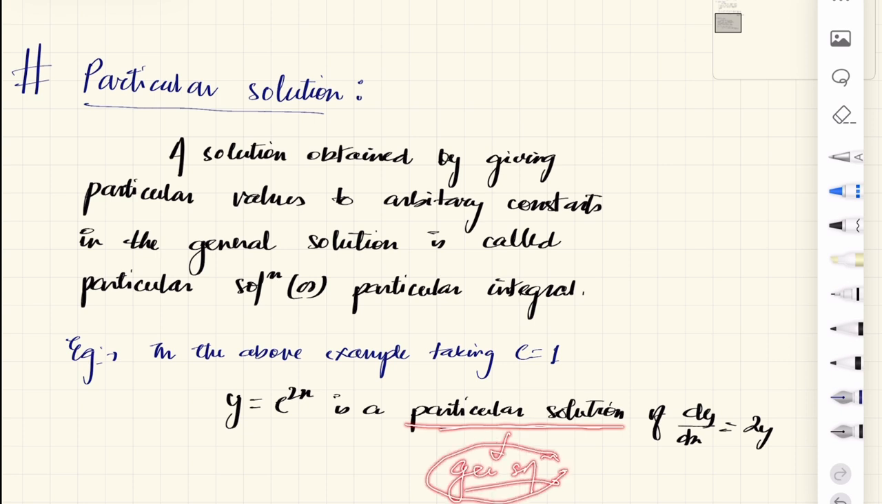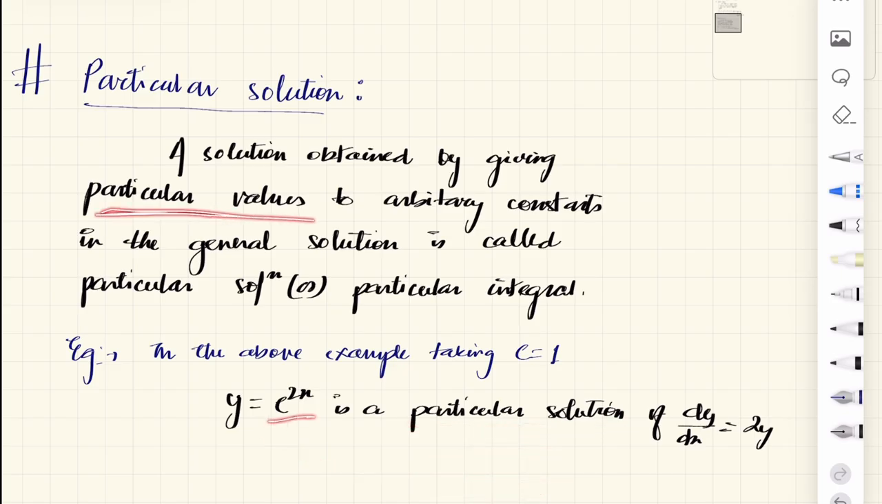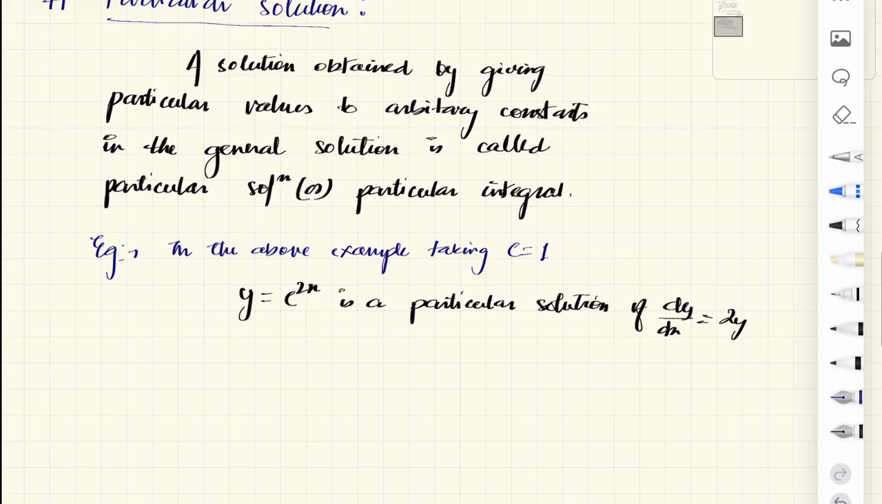Yes, this particular solution is also a general solution. What kind of general solution? When the arbitrary constant becomes a particular value, this solution becomes a particular solution. Now you understand, right? Because the arbitrary constant changed to a particular value. Got it? Okay. So there is one more solution. What is this called? Singular solution.